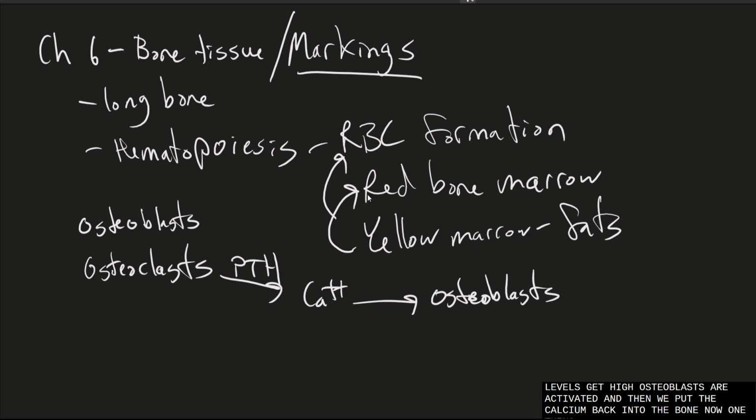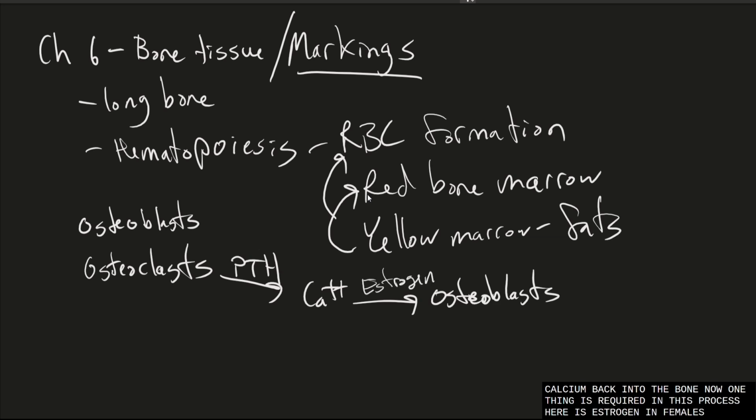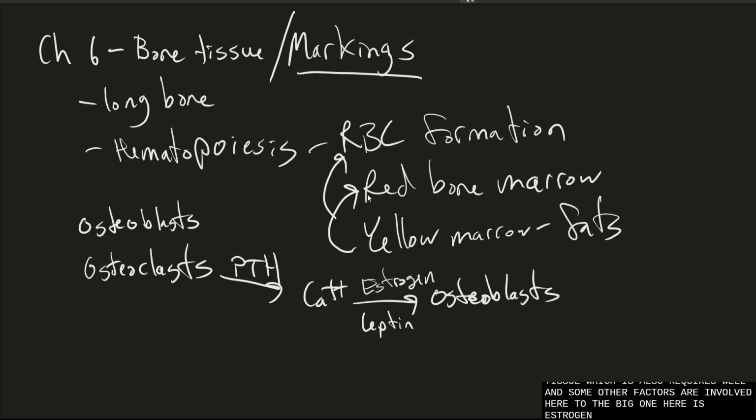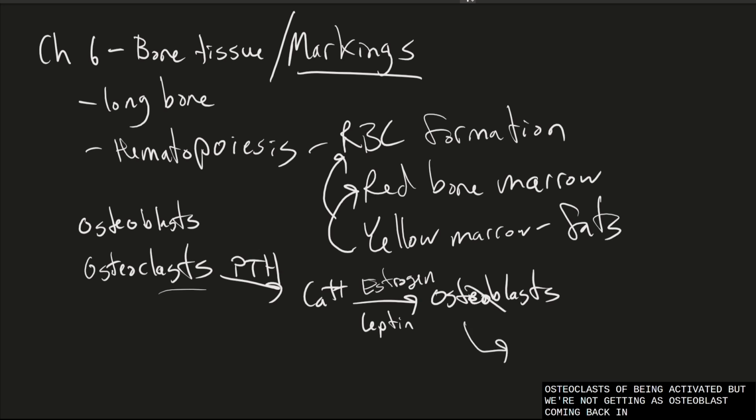Now, one thing that's required in this process here is estrogen in females and testosterone in males. And there are other hormones like leptin in our adipose tissue, which is also required as well, and some other factors are involved here too. The big one here is estrogen. So here in females, osteoclasts are being activated, but we're not getting those osteoblasts coming back in. So if you don't have the osteoblasts activated, that leads to something called osteoporosis.